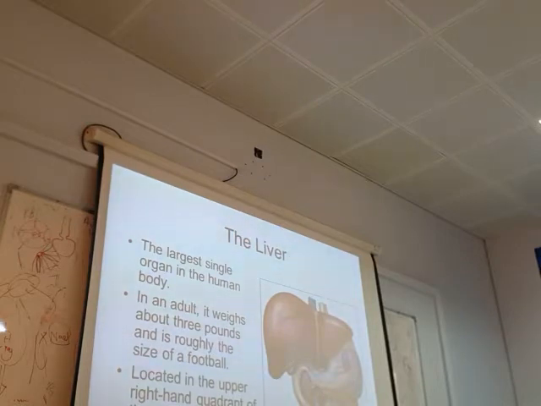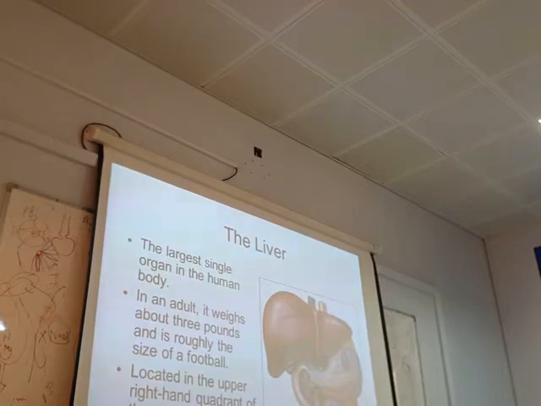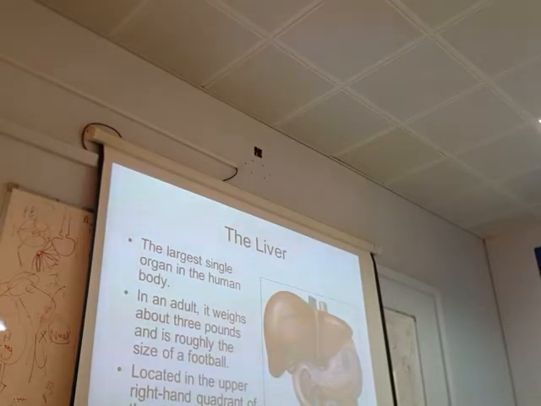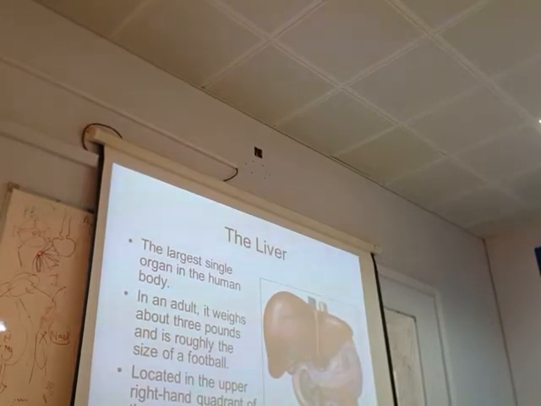What is the note normally over the lungs? It is resonant, so it will change from resonant to dull. That particular point where it changes from resonant to dull is called the upper border of liver dullness, UBLD. Just a point over there. It weighs about 3 pounds, that is 1.5 kilograms, and is roughly the size of a football. You know where it is located.